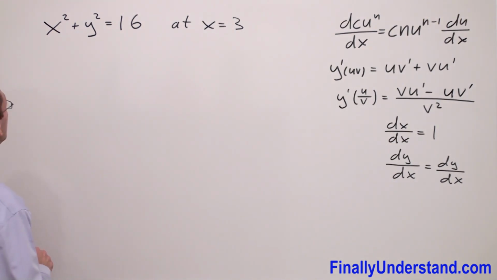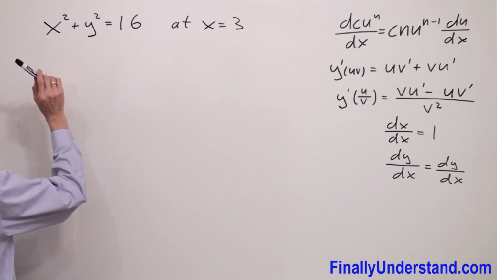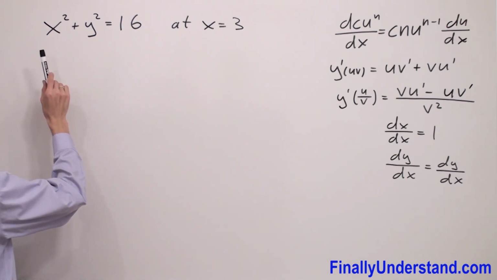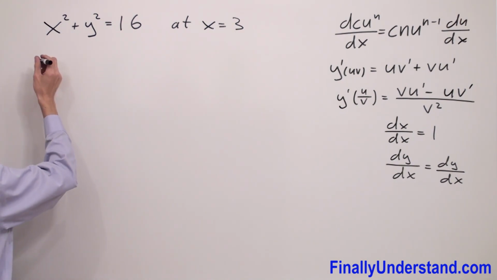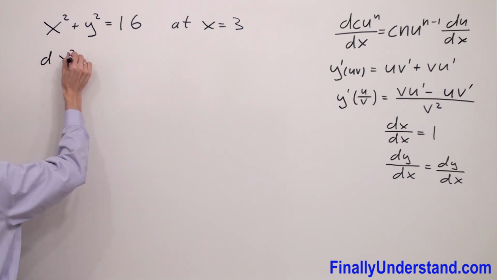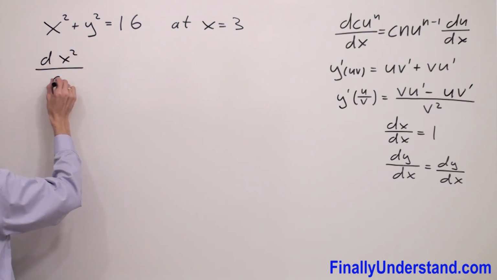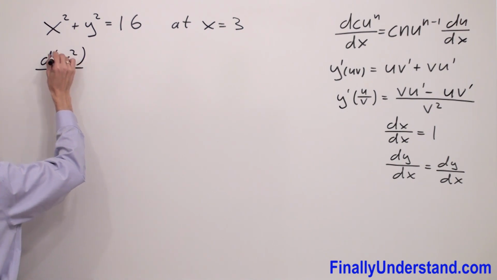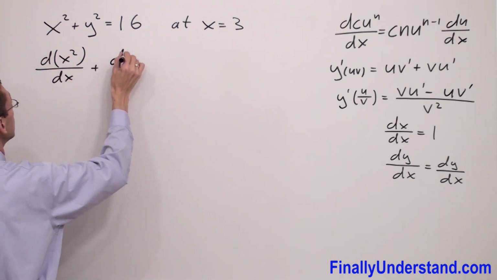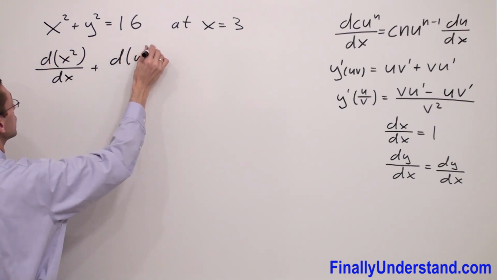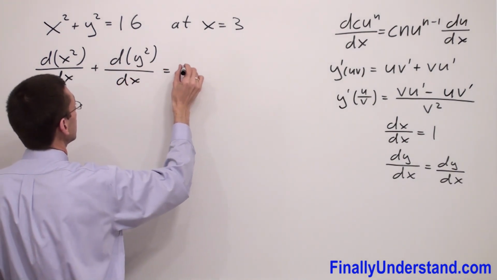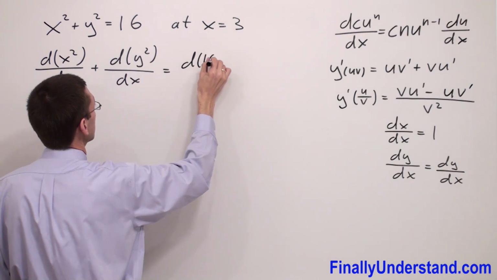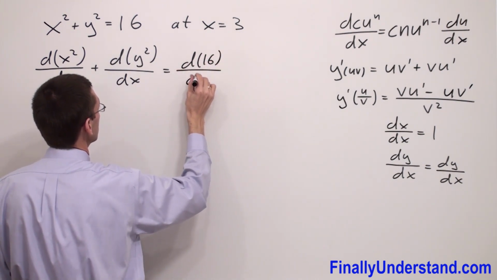First, we're supposed to find the derivative of this implicit relation. So again, let's do everything step by step. So I have the derivative of x squared over dx plus the derivative of y squared over dx is equal to the derivative of a constant with respect to x.